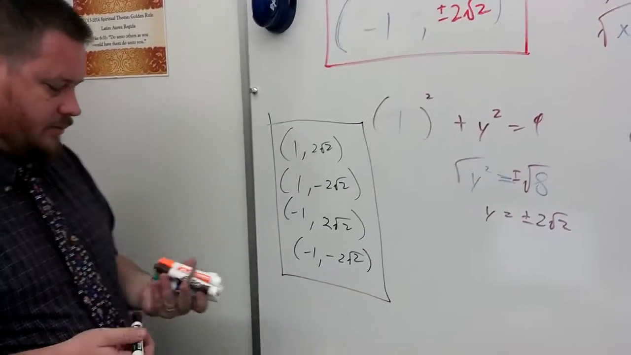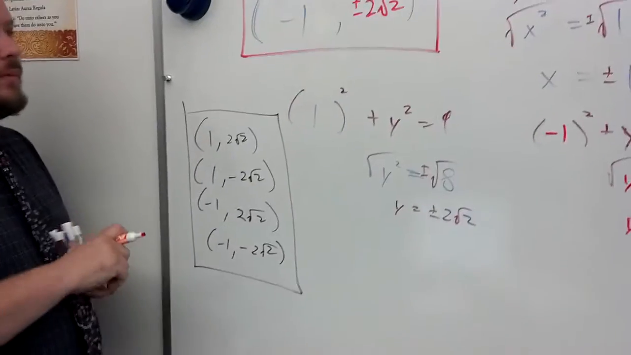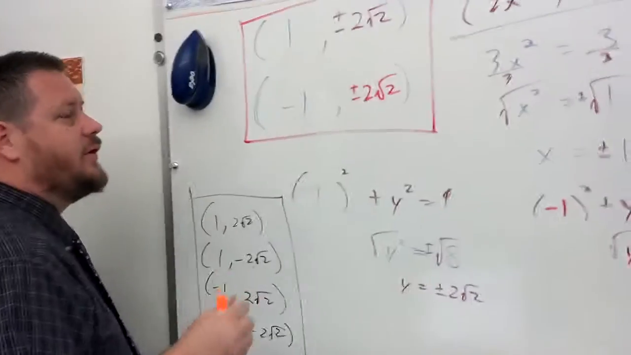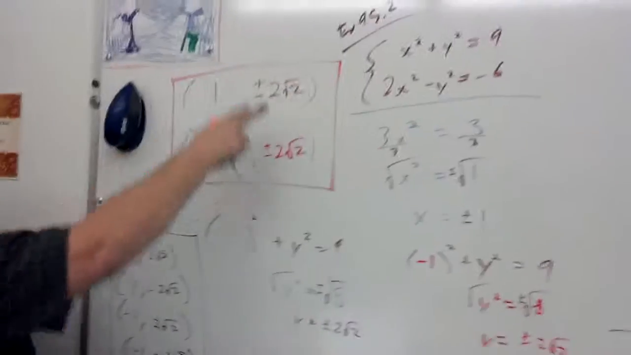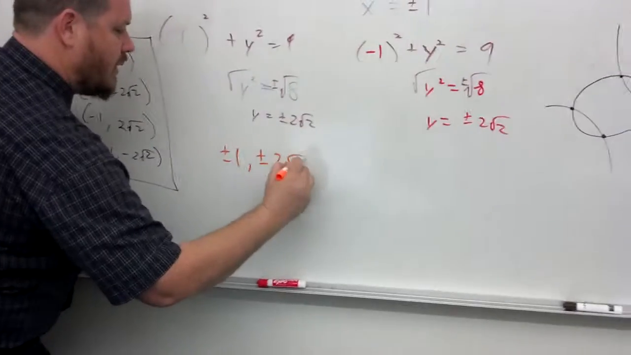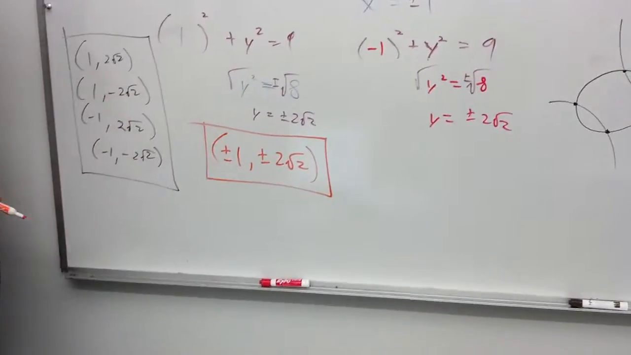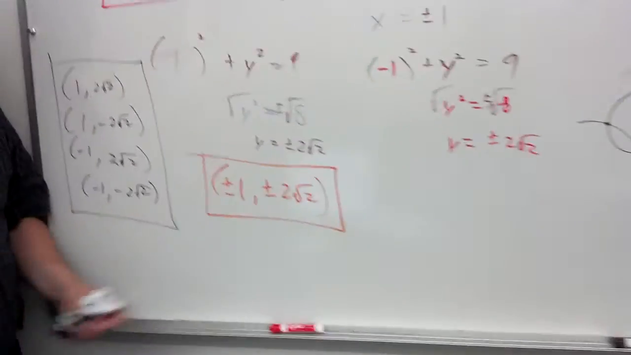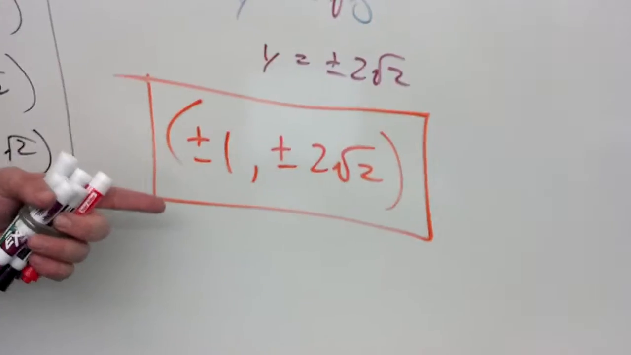It's a lot of writing. This is quicker. I like the box, but one that I like to do, if it's all combinations of plus and minus 1 and plus and minus rad 2, I will also accept this. Because what does this mean? This means plus or minus 1 with a plus or minus 2 rad 2.